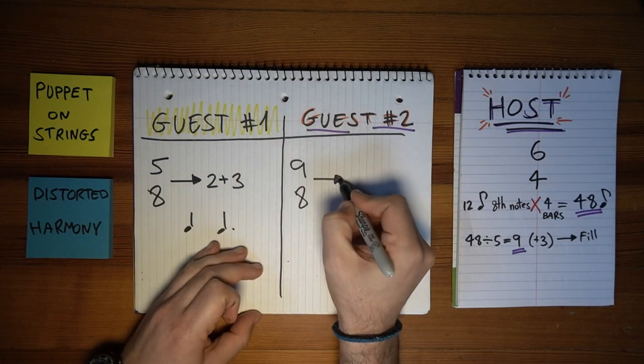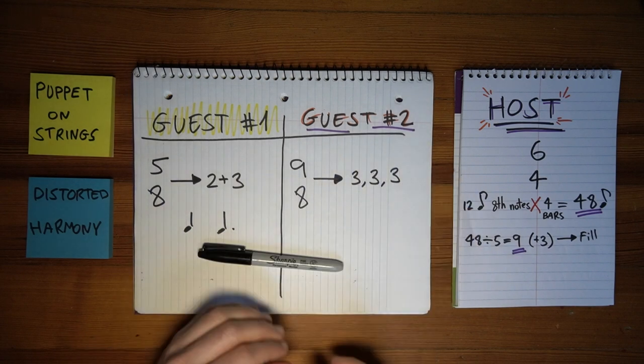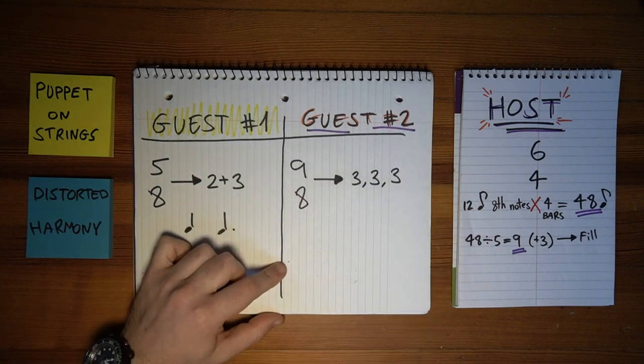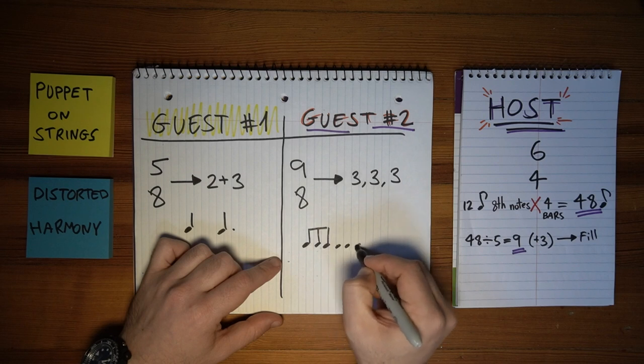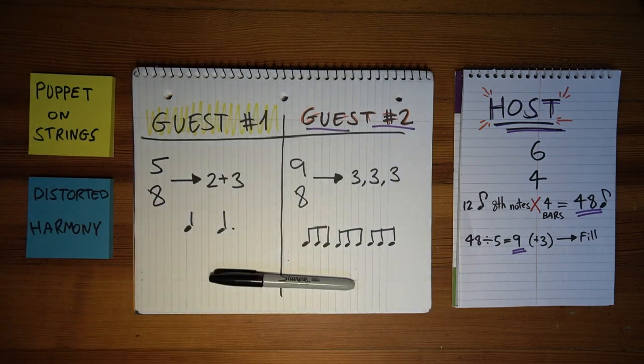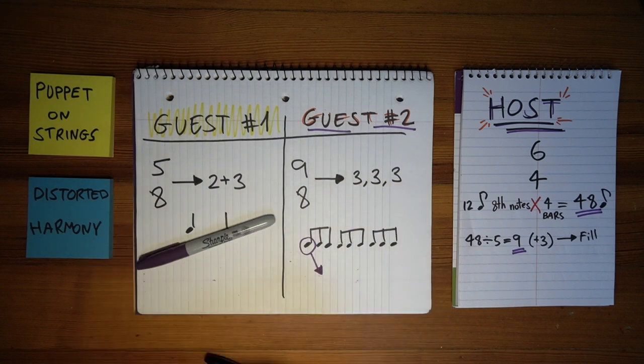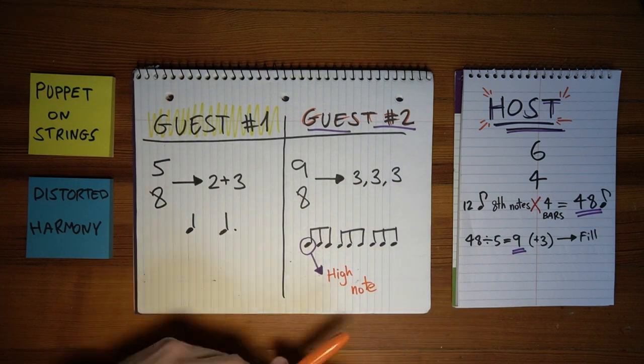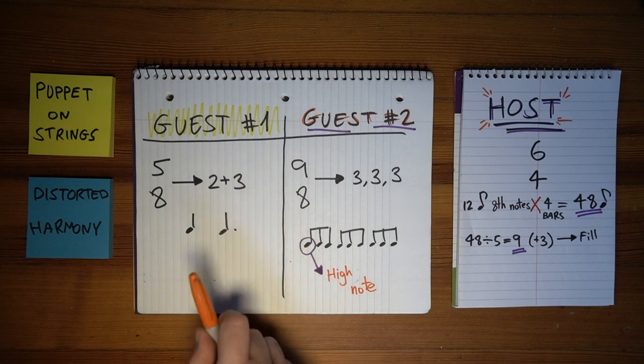This line is in 9-8, divided into 3 groups of 3. Rhythmically, these 3 groups are identical, which means that the melodic aspect of it is what leads me to group these into a bigger 9 group and not to a 6 or a 12. Listen to the high note.